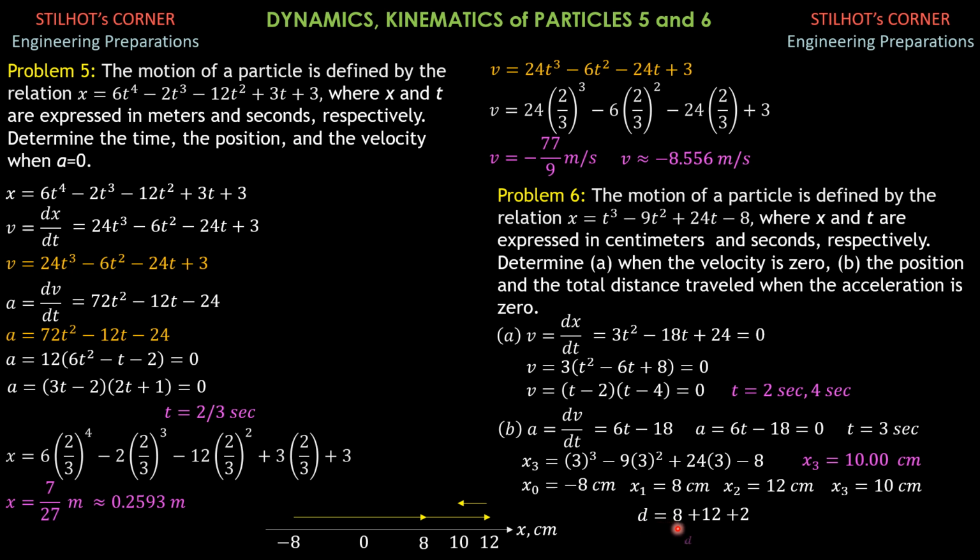So distance is 8 plus 12 plus 2. So I already explained that. I hope that you were able to follow. From negative 8 to 0, that's 8 distance traveled by the particle. From 0 to 12, that's 12. So plus 12, then 12 to 10, that's 2. So therefore, the distance traveled by the particle is 22 centimeters.